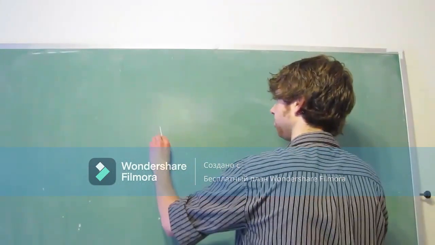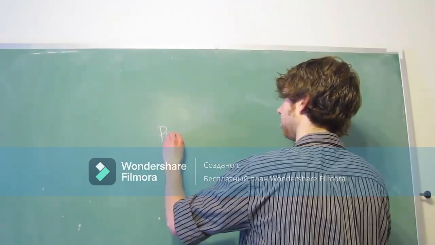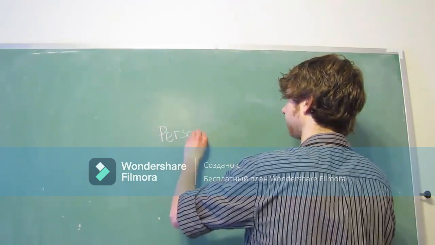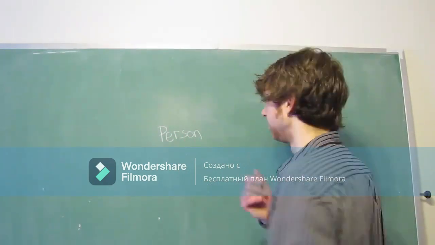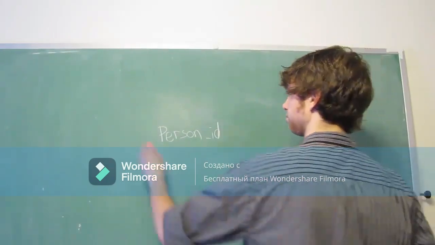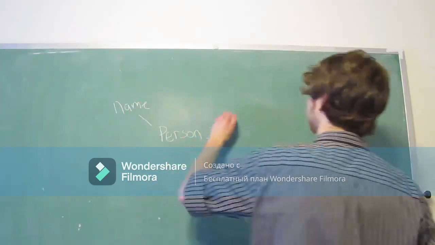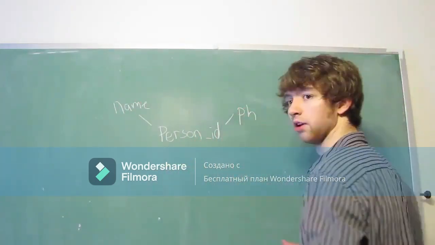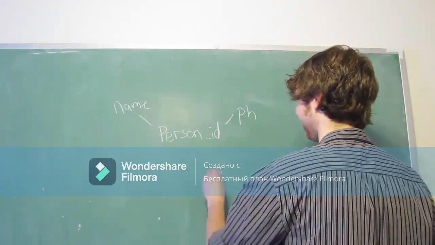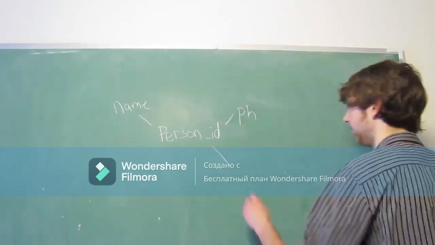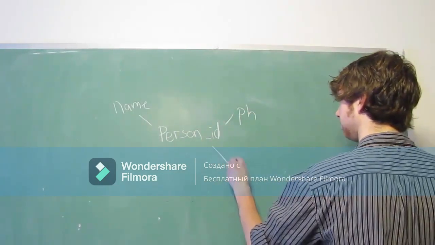I don't know, maybe not. Let's say we just have a random table for people. So we have the persons, let's just use a person ID. And we have some attributes about this person. We have their name, maybe their phone, or their pH level. And maybe their email.